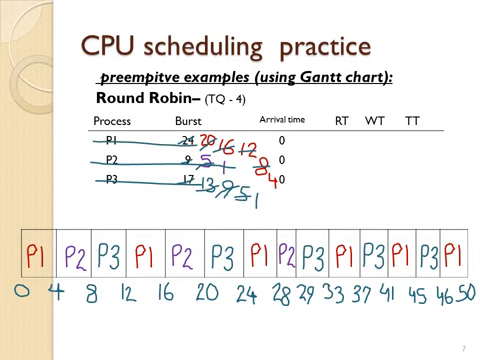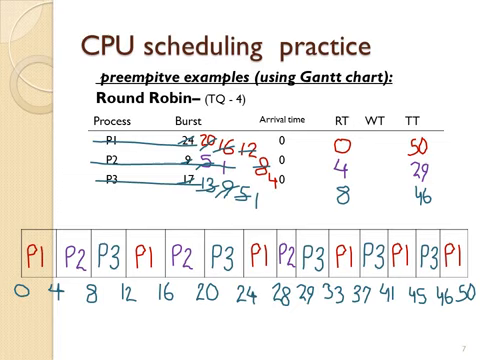In order to calculate the response time, you take from the arrival time, which is 0, until the first time it runs. So P1's response time is 0, P2's is 4, and P3's is 8. To get the turnaround time, you take the last entry in your Gantt chart and subtract the arrival time. P1 is 50, P2 is 29, and P3 is 46.